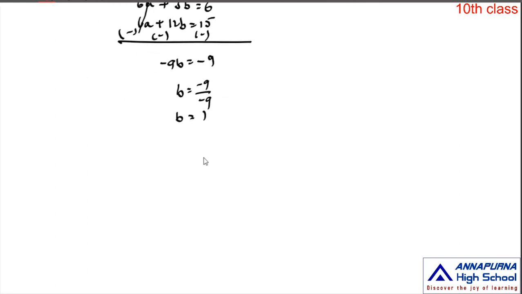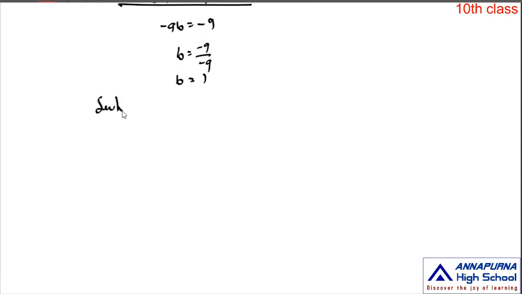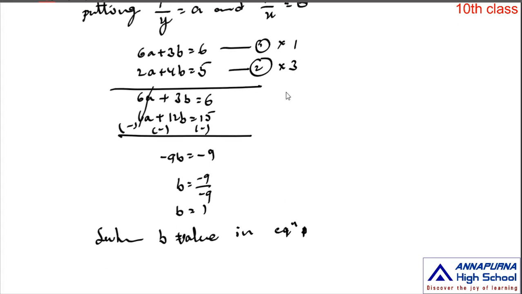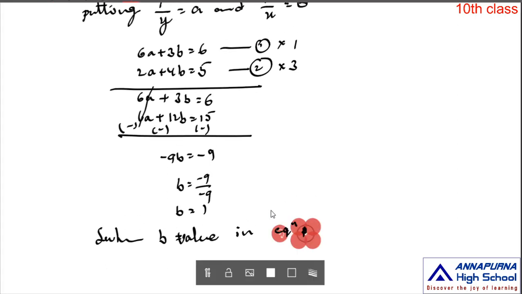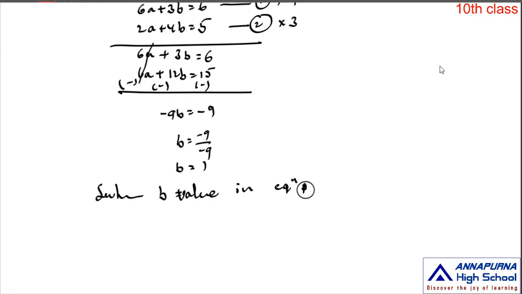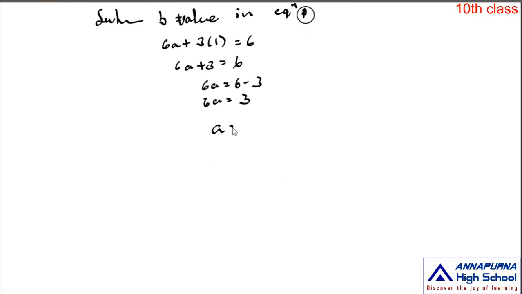Now substituting this b value in equation 1. Okay, so 6a plus 3 into 1 is equal to 6. So 6a plus 3 is equal to 6. 6a is equal to 6 minus 3. 6a is equal to 3. So a is equal to 3 by 6. So a is equal to 1 by 2.